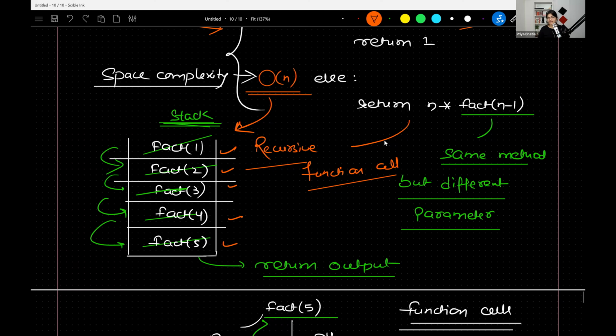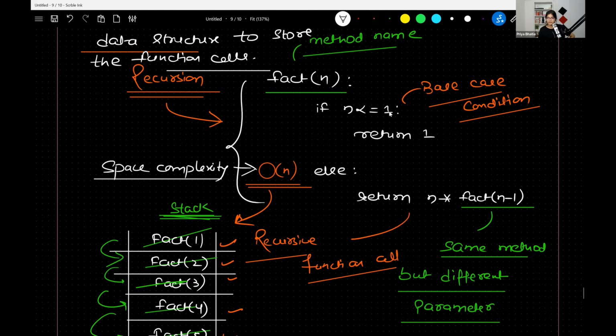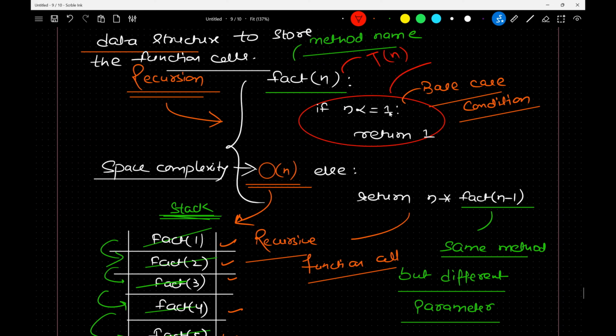Let's talk about the time complexity. Let's take that T of n is the time complexity of this code, fact of n. For the base case condition, first component, what do you think is the time complexity? O of 1. It is constant C.